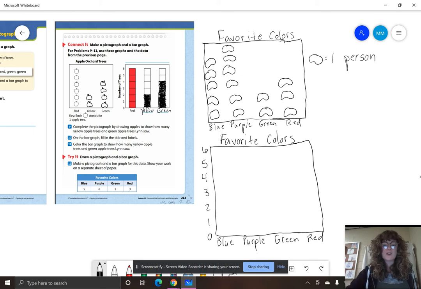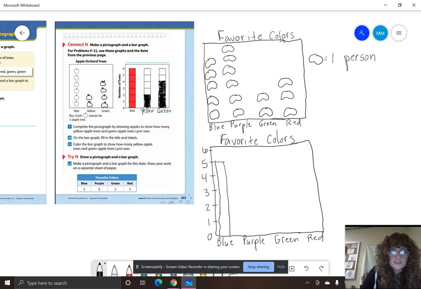All right, now it's time for our bar graph. I am going to draw lines over here on my scale so I can make sure that my bars line up with these numbers. So for blue, how many people chose blue as their favorite color? 5. So remember, our bar is going to need to line up with that 5. So I'm going to draw a bar, and it lines up with 5. And I can also shade this in when I am finished.